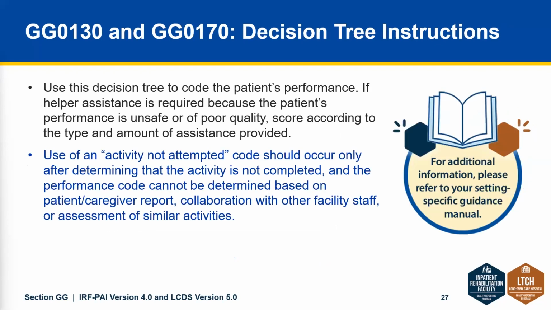Decision tree instructions were also updated. The decision tree is utilized to help select the appropriate code to capture a patient's performance based on the type and amount of assistance the patient needed to complete the activity. New language was added to the introduction of the decision tree, and this language reinforces the guidance that we've talked about on when the ANA code should be used.